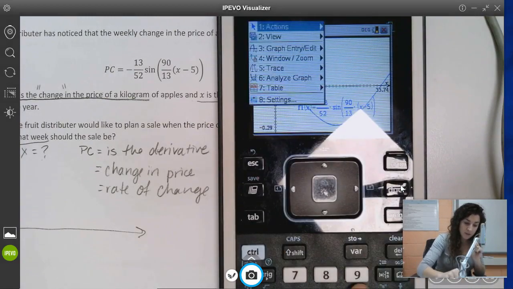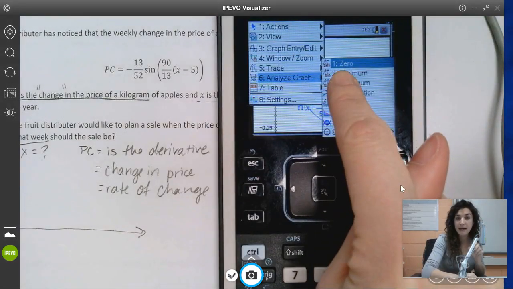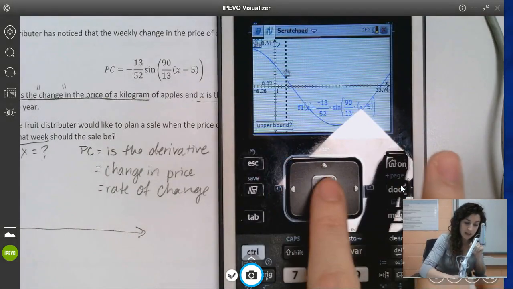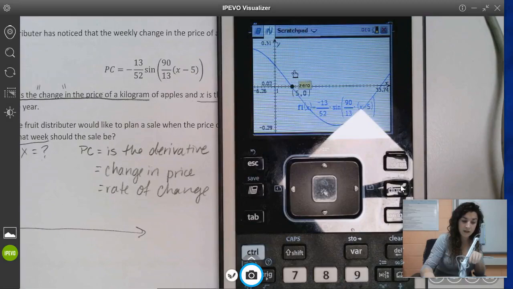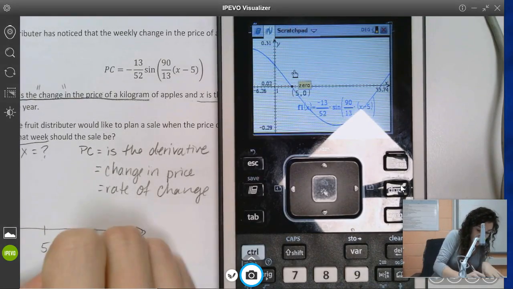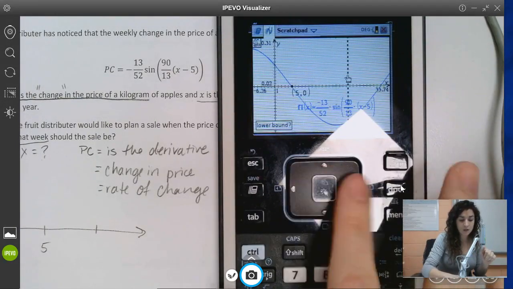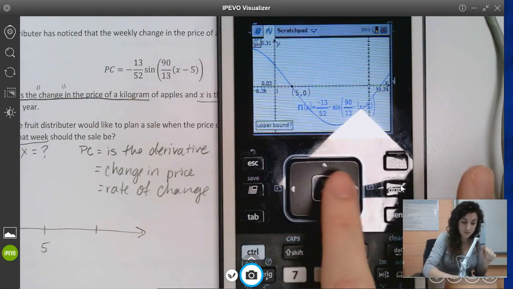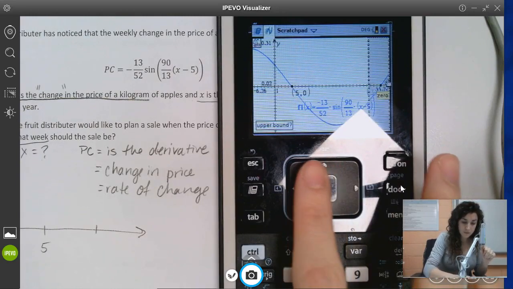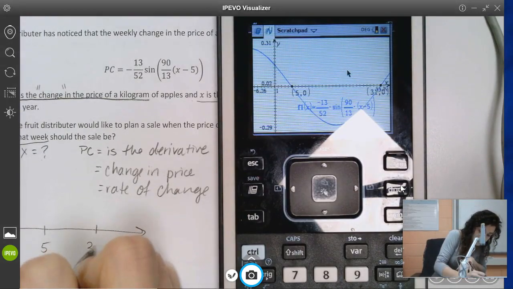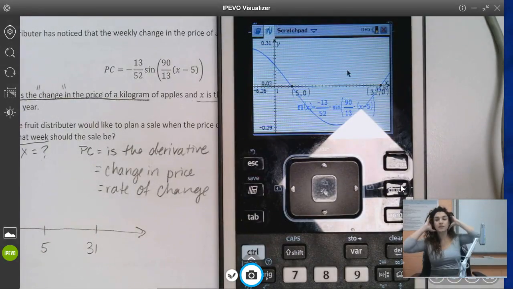Okay, I want to know what my x-intercepts are, so I'm going to find my zeros. Lower bound just to the left of it, upper bound just to the right of it. Remember that you can't highlight both x-intercepts. You have to do one at a time, or else it will only give you one. So now I have to go over here and do it again. And that's 31.